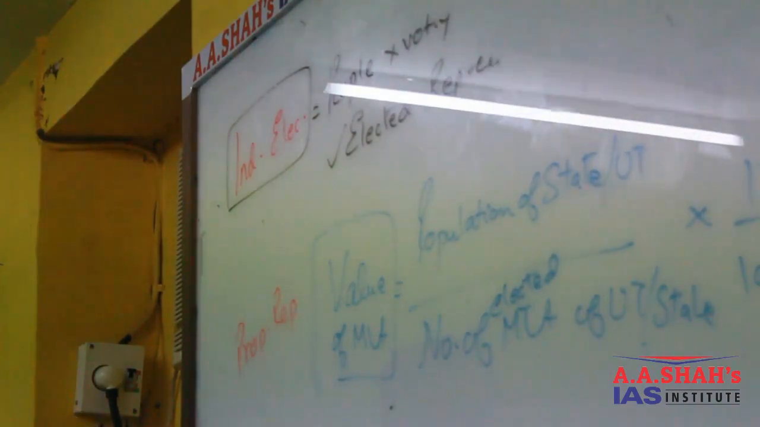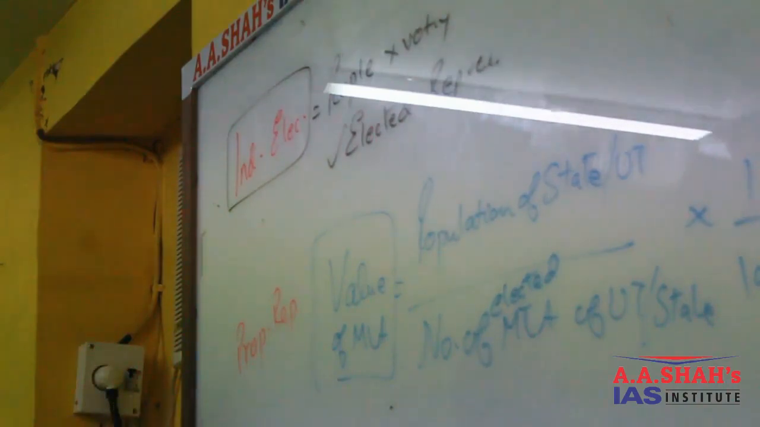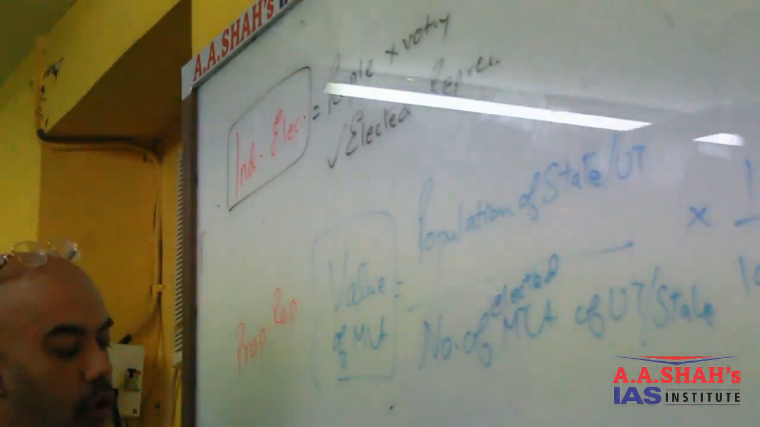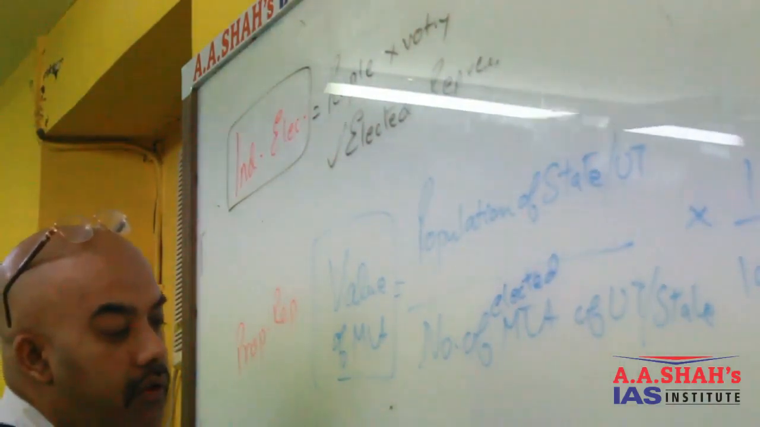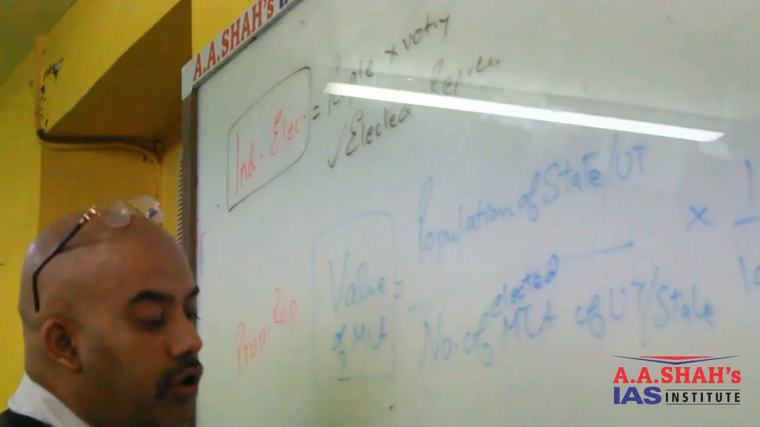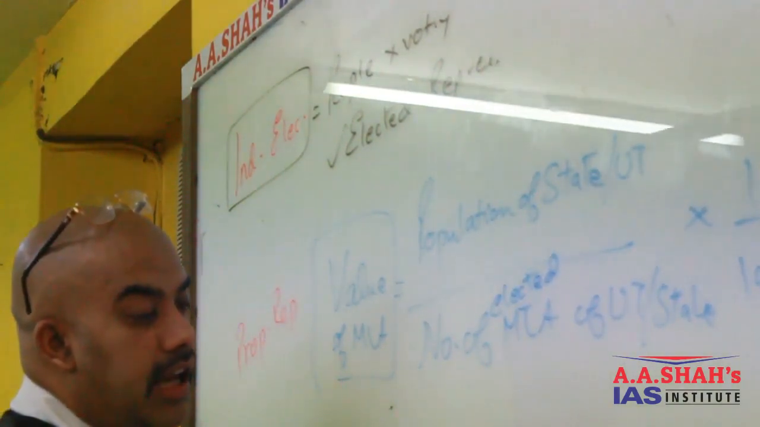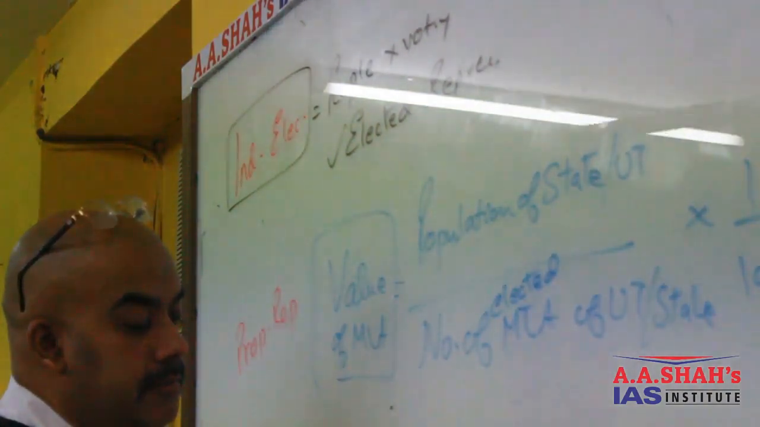Everyone? This is the value of whose vote? MLA's vote. Now look at the value of an MP's vote. The value of an MP's vote is the total value of the votes of all MLAs divided by the total number of MPs.